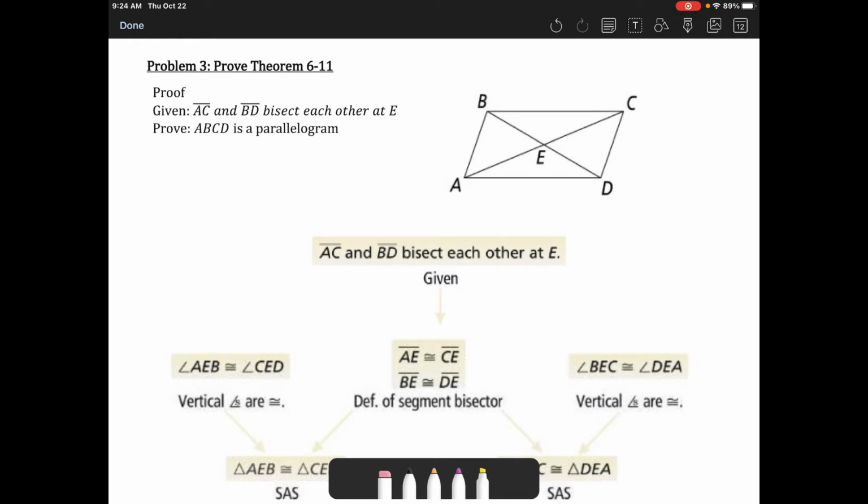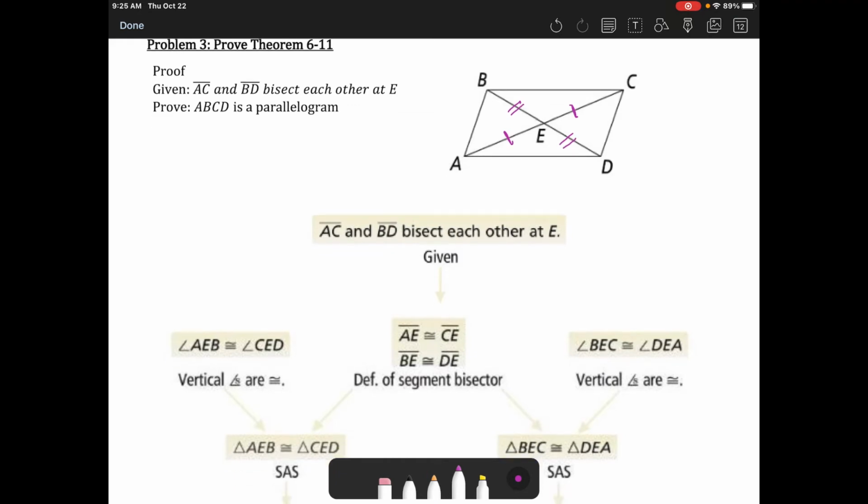All right, next, prove that AC and BD bisect each other at E. So, I'm sorry, it is given that AC and BD bisect each other at E. ABCD is a parallelogram is what we're trying to prove. So AC and BD bisect each other at E. That means that this piece is congruent to this piece, and this piece is congruent to this piece.